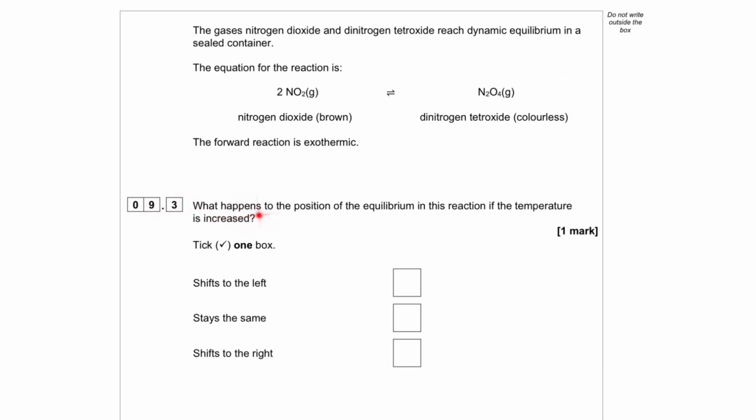9.3. What happens to the position of equilibrium in this reaction if the temperature is increased? Because this is a negative enthalpy, if it's exothermic in that direction, it wants a low temperature. If you increase the temperature, the reaction will go backwards. It will shift to the left. If you decrease the temperature, the reaction will shift to the right because it's exothermic. It wants a low temperature, not a high temperature. So the question is asking, if the temperature is increased, then the reaction will shift to the left. So we're looking for that: reaction shifts to the left.